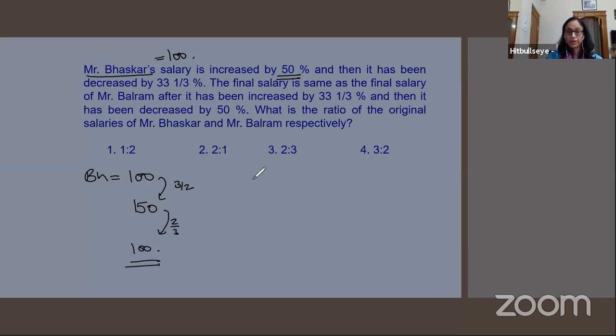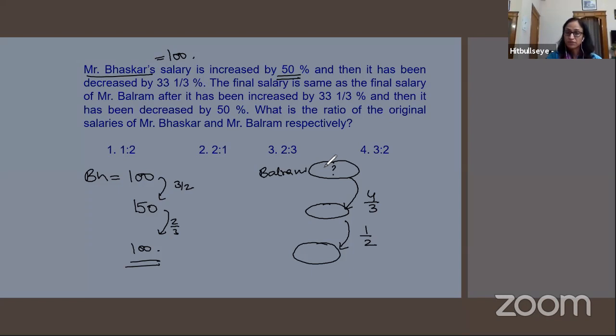Right. Okay. Now let's go down to the other person, Balram. So Balram, after his salary was increased by 1/3, whatever his original salary was, that itself is what the question is asking for. But first his salary was increased by 1/3. So if something is increased by 1/3, it will be multiplied by 4/3 to get this value, right? And then it is decreased by 50%. If something is decreased by 50%, it will become half to get this new value.